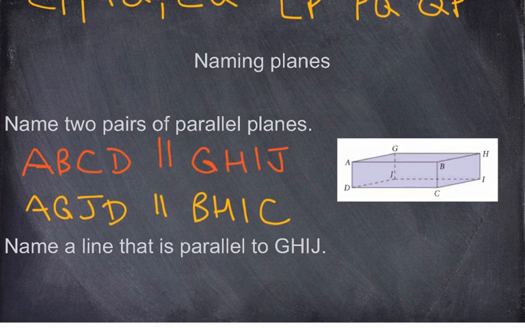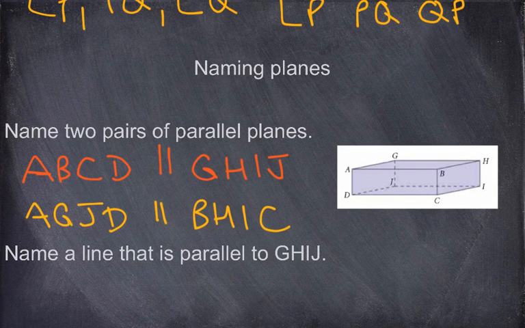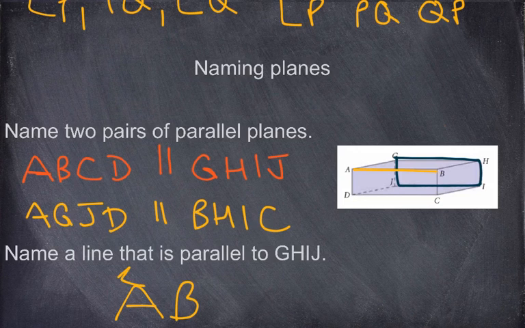Alright, name a line that is parallel to GHIJ. So we have here GHIJ. Name a line that's parallel to that. Well, again, you can't use a line that's on that plane. So technically, we have 4 possibilities that are parallel to that, because there are 4 sides on that plane, or 4 edges that we see. So I'm just going to do the top one here. This line right here, AB, is parallel to that plane. So we would say line AB.